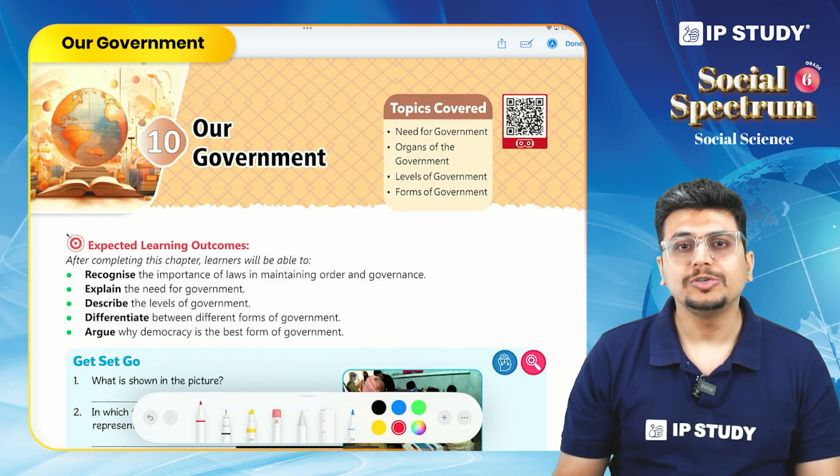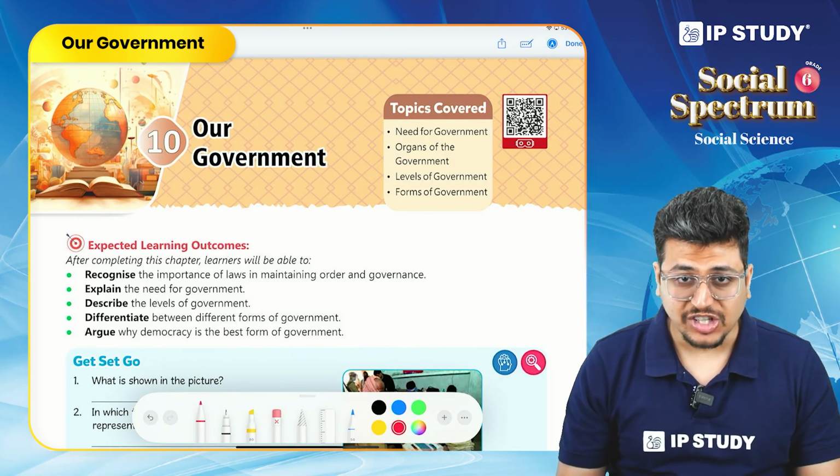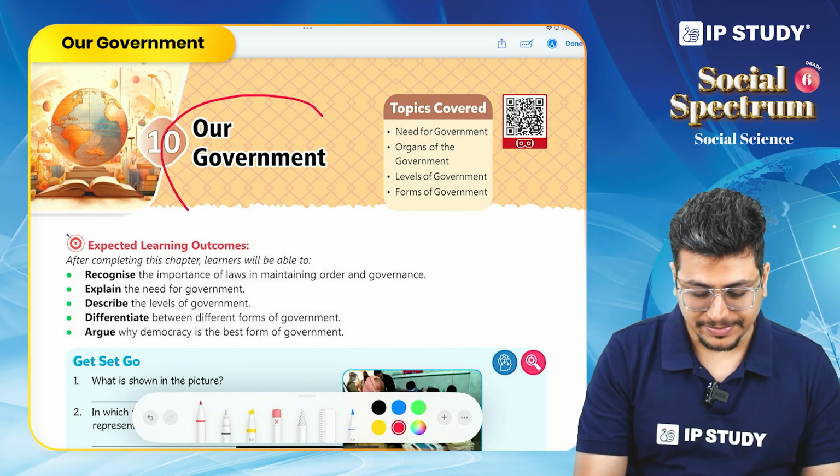Today we are going to discuss chapter number 10 of Grade 6 Social Science. The chapter name is Our Government.